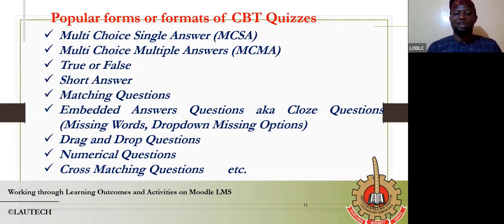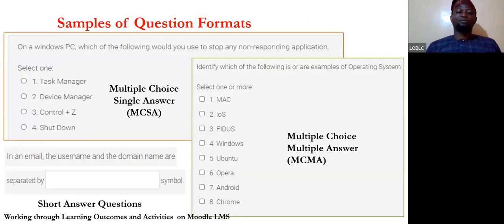Then we have matching questions. In a matching question, you match the relevant terms together. I will show you each and every one of these forms of CBT quizzes in my next slide. Then we have embedded answer questions, also known as closed questions, whereby we have missing words and drop-down missing options. Then we have drag and drop questions, numerical questions in the form of numbers, then cross-matching questions, etc. Those are the various forms of CBT quizzes that we have.